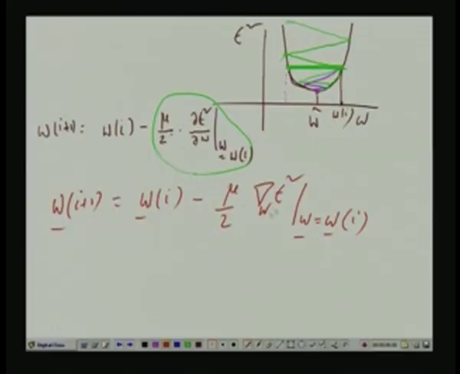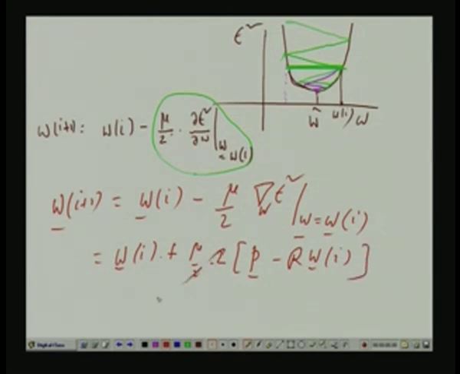Now, we know what this expression del W epsilon square is. In the previous slide only you have written it. So, you can put that back here. What you get? Mu by 2 and there was a 2, R W minus P, right. So, you can put P minus R W, and W equal to W i for this thing, and 2 cancels.